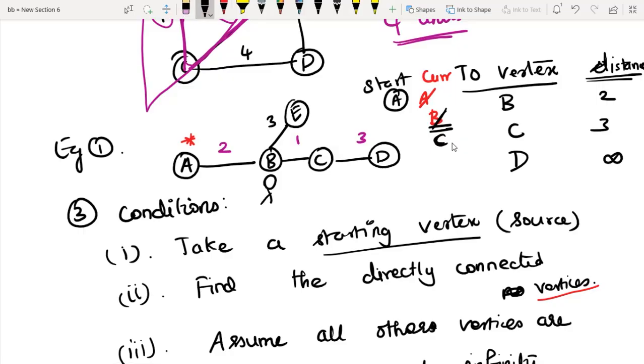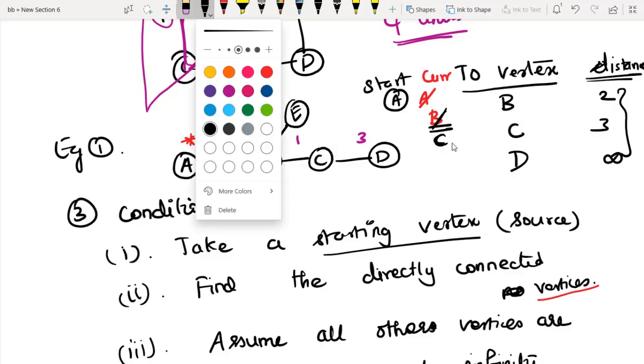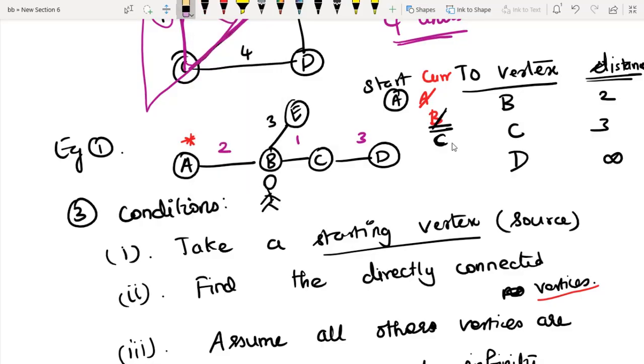I am currently standing at B and I have made all the changes in the distance. Now where should I go? Should I go to C or should I go to E? That may be a question. You should go only to C, because E has a distance of 3, and C is the shortest path that is connected, which has only 1. So move to the shortest node. Move to C only.